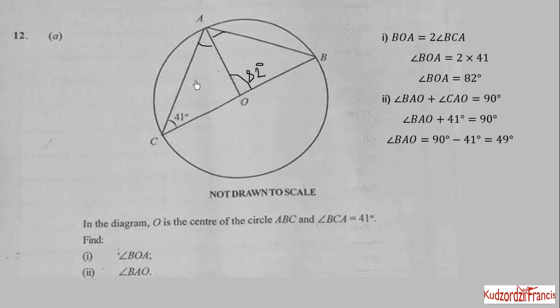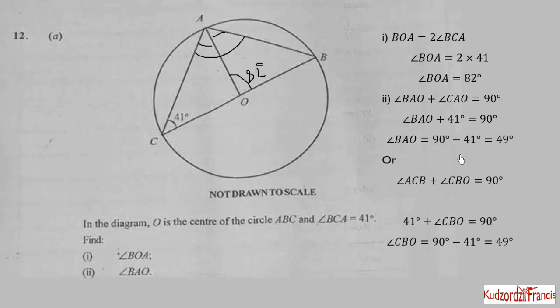We don't want to do it that way. You know that this angle here is 90 degrees already. So what you can do is add this, and that will give you 90. And if you do that, you get angle CBO to be equal to 49 degrees. But base angles of an isosceles triangle are equal, so that will give you 49. We have different ways you can go about it.